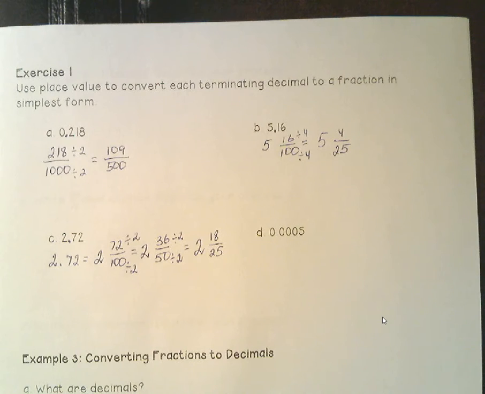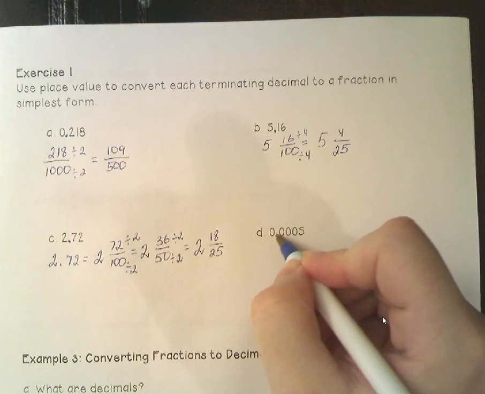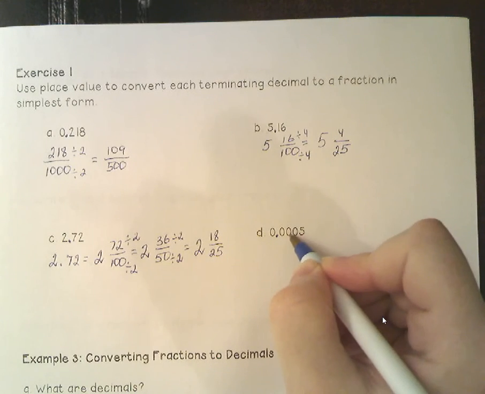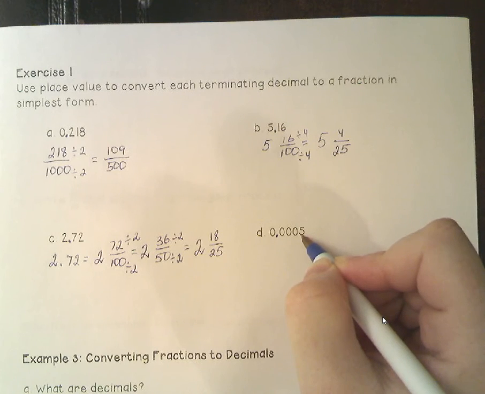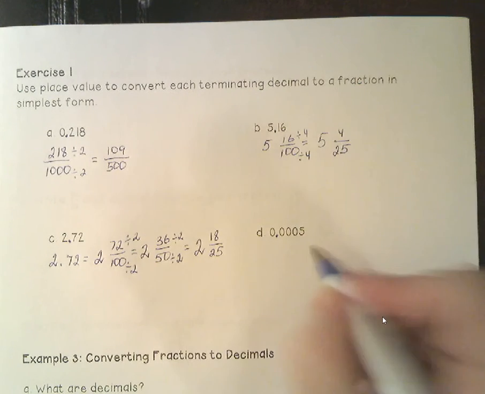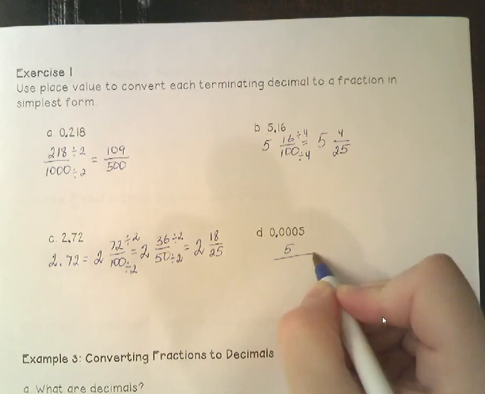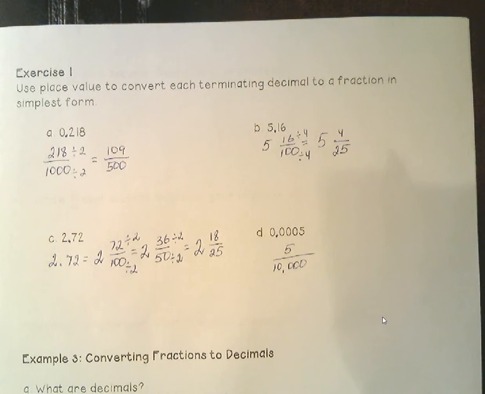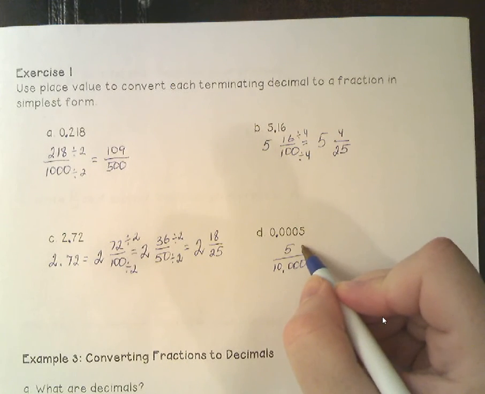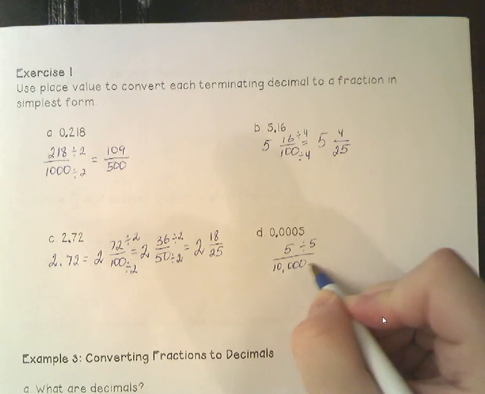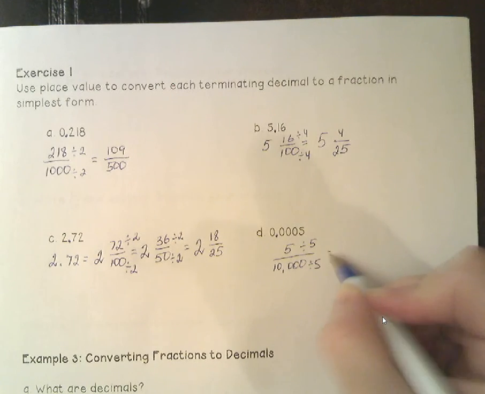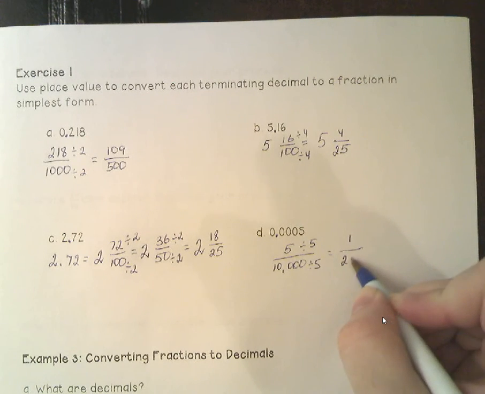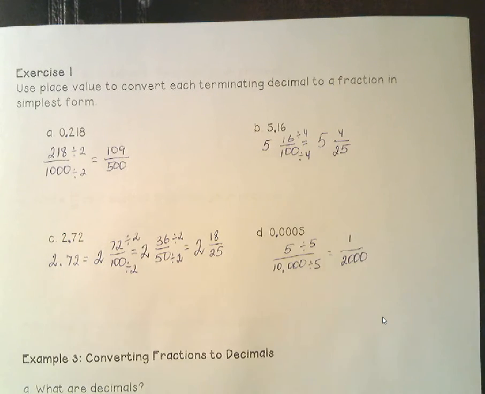All right, so here we have 5 after 3 zeros. 5 is in the fourth place. So we have tens, hundreds, thousands, 10,000s. 5 10,000ths. 5 over 10,000. Both numbers are divisible by 5. So we are going to simplify that, and we will get 1 over 2,000. 1 2,000th.